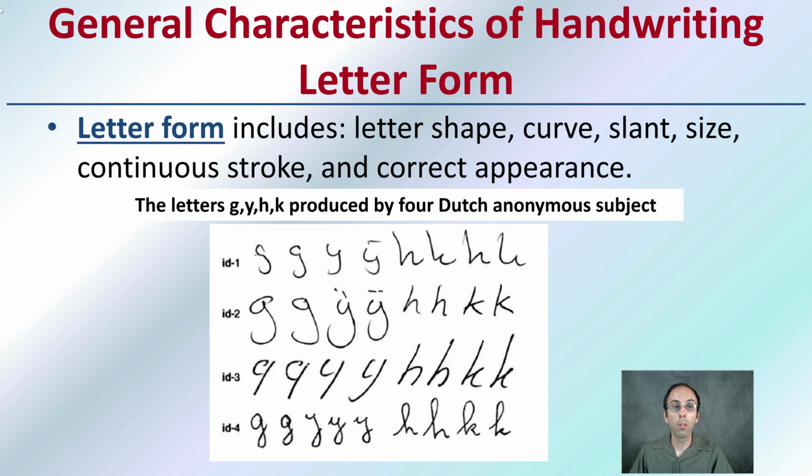So one characteristic you're looking for is letter form. This includes letter shape, curve, slant, size, continuous stroke, and correct appearance. Typically for this, you're looking at the letters G, Y, H, and K. I can see some examples here of G, Y, H, and K and how they may look with different people. So the letter form, what's the curve, what's the slant? How far is it slanted? What letters are slanted? These are definitely things to be looking for, the general form of the letters.